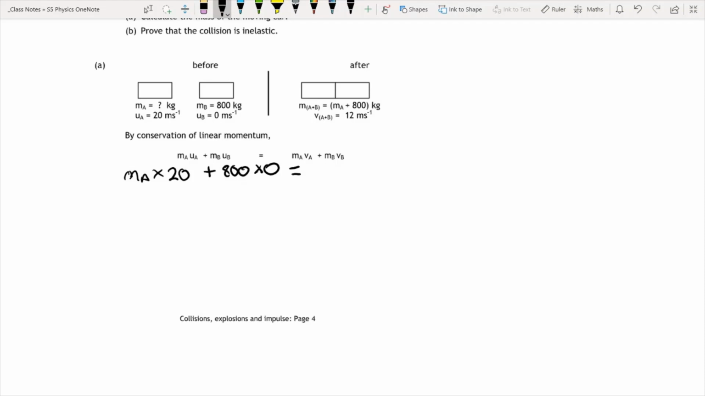Now, this is split up. You can join them together if you want, so you could say mass of A plus mass of B in brackets times the speed. But it's probably a bit easier if you split them up in this case because you're just finding the mass of one of them. Either way is absolutely fine, it'll come out with the same answer. So mass of A, what we want to find, times the final speed of A, which is 12, plus mass of B, which is 800, times the final speed of B, which is also 12.